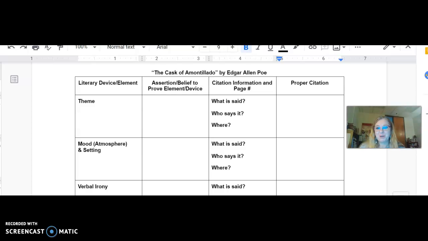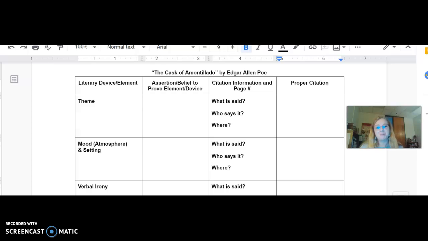Hi students, I'm sorry, I feel like that second recording was so rushed at the end and I didn't want to rush this because it's important that you understand how to do it. So I'm going to take a few minutes just to go through and talk about this blank citation and literary device graphic organizer and explain it to you.